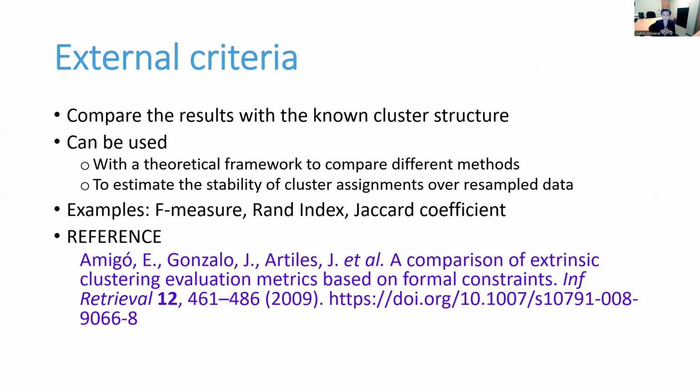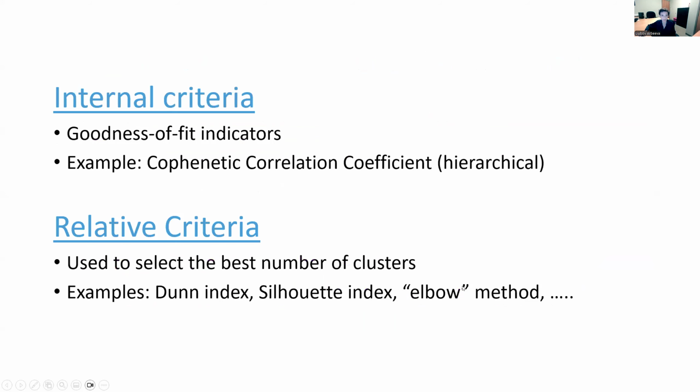I just want to mention this. Compare the results with the known cluster structure. They can be used with a theoretical framework to compare different methods. And they can also be used to estimate the stability of cluster assignments over resampled data when you do internal validation. There are a few examples on this slide in the third bullet point, and the reference where you can find a lot of information about external criteria.